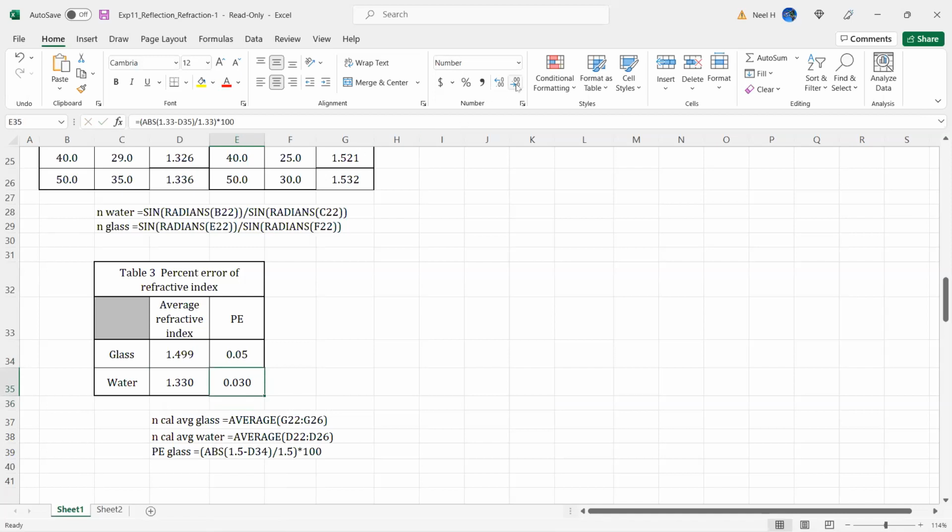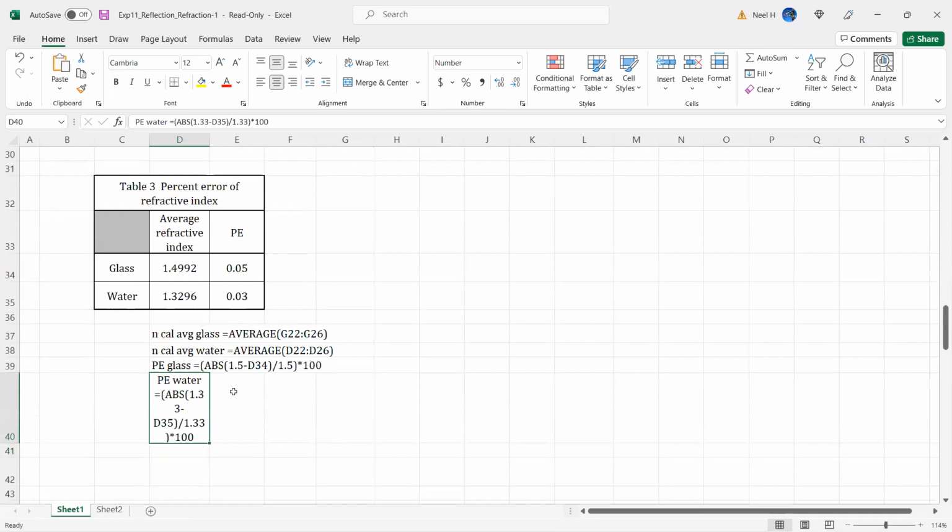You can see there's still a little bit of error, even though you see here exactly 1.33. The reason is, if you increase the number of decimals, it's not exactly 1.33. It's slightly different, okay? That's why I would suggest keeping maybe 4 decimals for these two, and only 2 decimals for the calculated percent error values, okay? PE for water. Okay, any questions or problems?